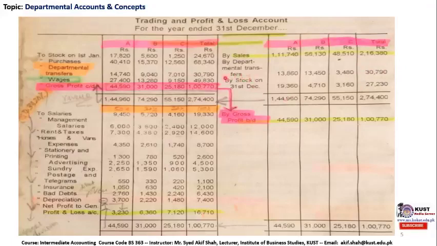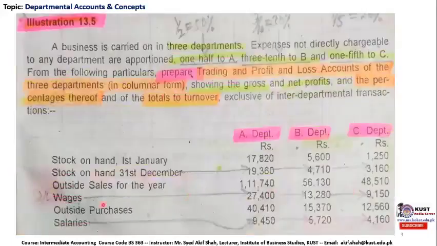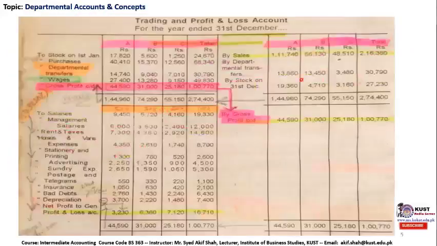Finally, we have already been given this stock at December 31st in the question. Let's check it out. Here it is, the stock on hand at December 31st. So we can pick up this data and mention it in the trading account section of this question as it is.